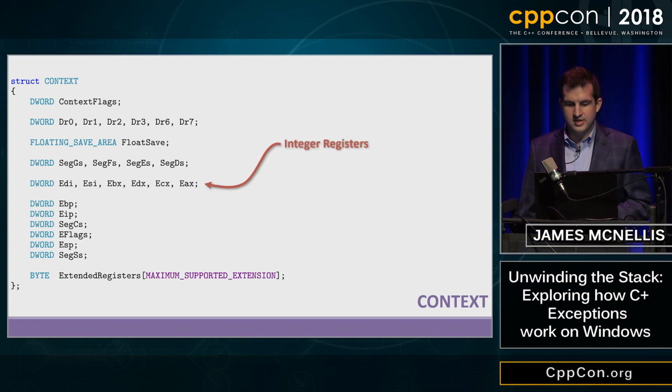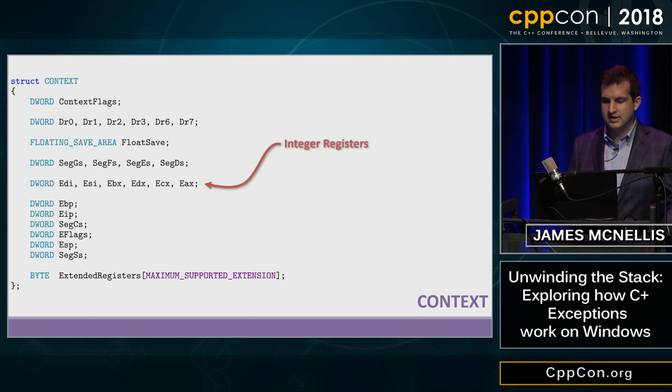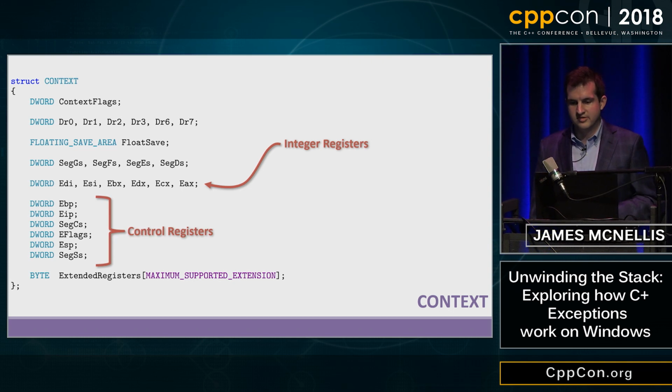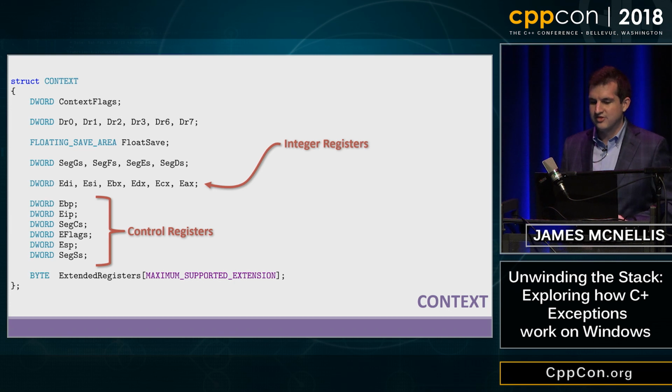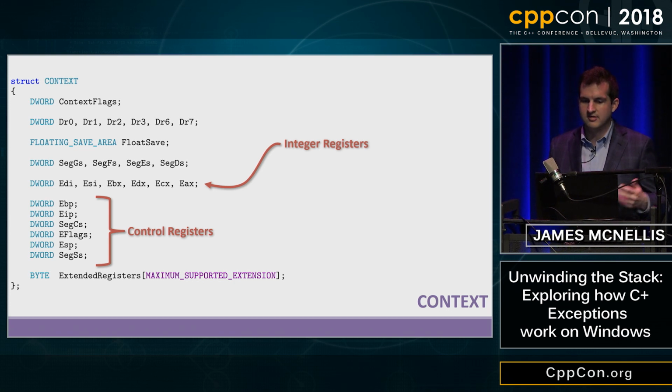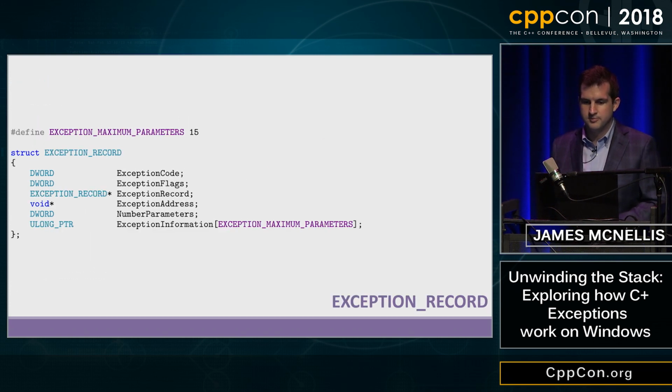You can see, for example, that it has the integer registers like EAX and EBX, and it has the control registers like the instruction pointer EIP and the stack pointer ESP. For our purposes, the actual contents don't matter so much. The important thing is that the OS records the state of the CPU.